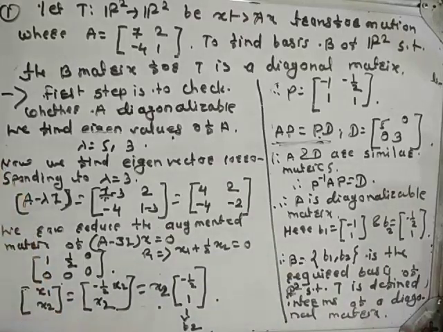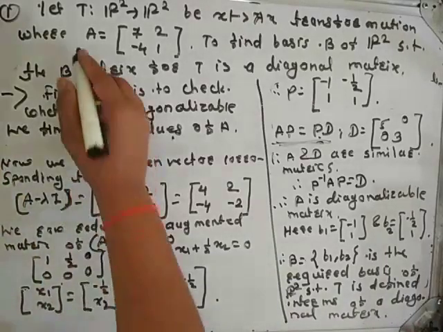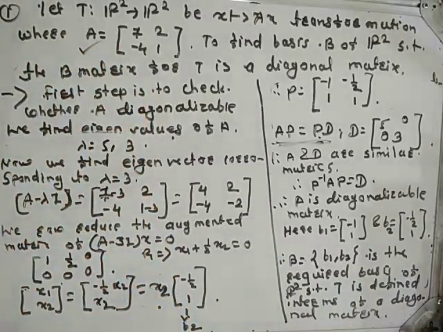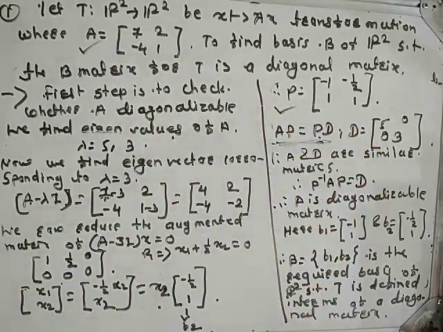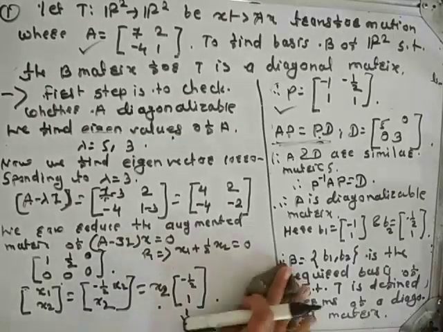To solve this type of example, first of all check whether the given matrix A is diagonalizable or not, and the columns of the P matrix form a basis for the given vector space. Okay, let us see one more example.